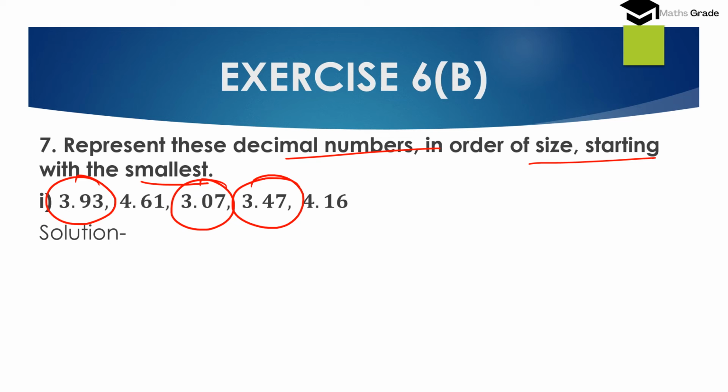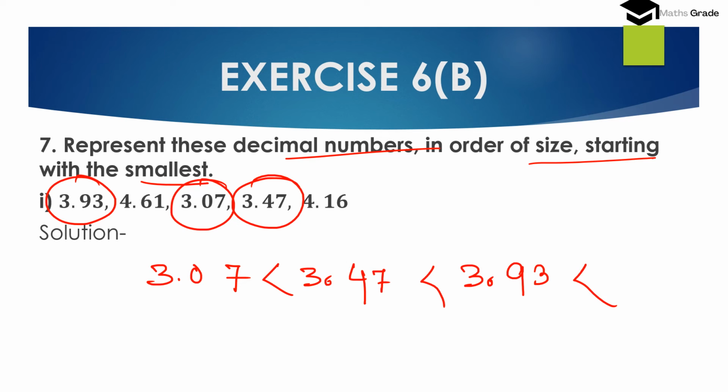So the smallest digit, 0. This 0 is in the 10th place, so 0 is the smallest digit. So 3.07 is the smallest decimal. Then after 0 the smallest digit is 4. So it is 3.47. Then after 4 the smallest digit is 9. So 3.93. Then all the three decimals with 3 in the whole part are done.